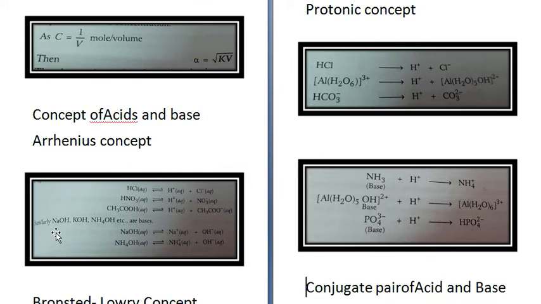Similarly, NaOH gives you Na+ and OH-. NH4OH gives you NH4+ and OH-. Since they are giving OH- in solution, these are bases.